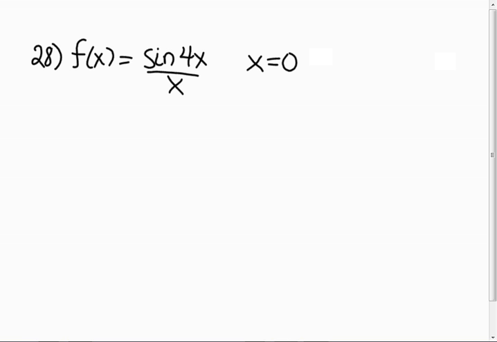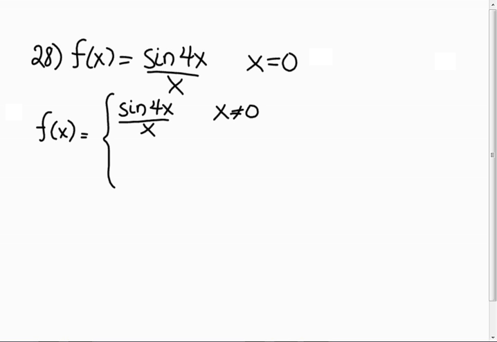The bridge is out at 0, right? We want to fix the problem, so we're going to fix it this way. We're going to write this. This is what they call their extended function. I've never heard of that until this book. But anyway, sine of 4x over x, provided that x is not 0. And when x is 0, I want to fix the problem.